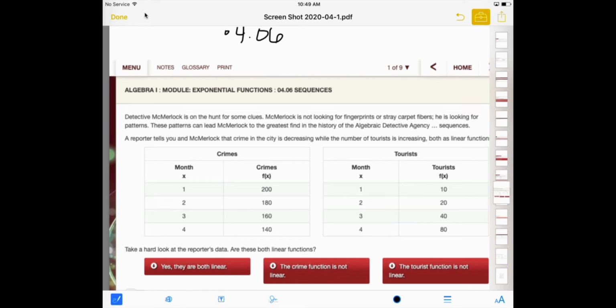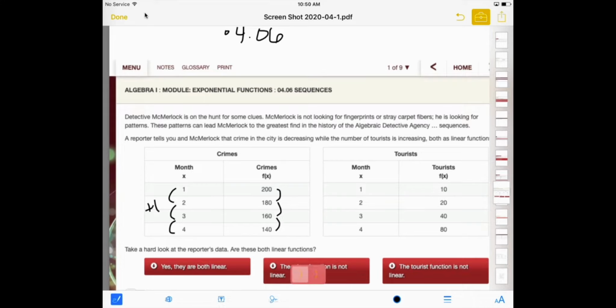Here we are in 4.06, sequences. You'll see in this example we have crimes and then tourists, and Detective McMurlock is trying to figure out if there's any kind of a correlation between the two. The months for both crimes and tourists go up by 1, so +1, +1, +1. And then we have to see what's going on with the crimes and the tourists.